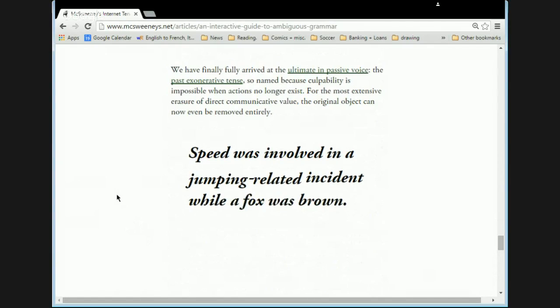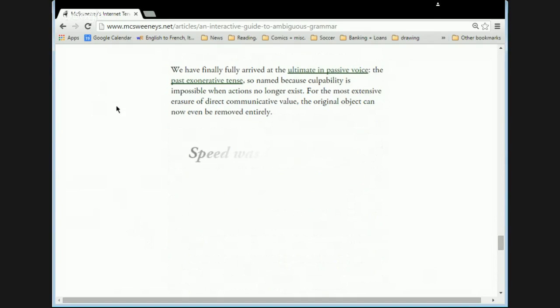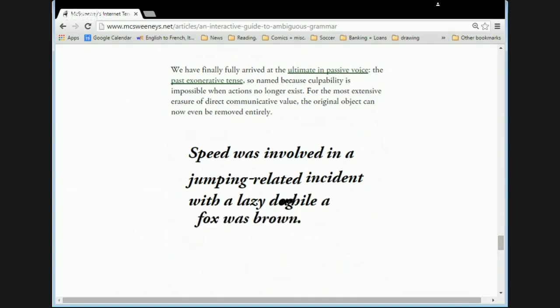Okay, we have finally fully arrived at the ultimate in passive voice. The past exonerative tense, so named because culpability is impossible when actions no longer exist. For the most extensive erasure of the direct communicative value, the original object can now even be removed entirely.